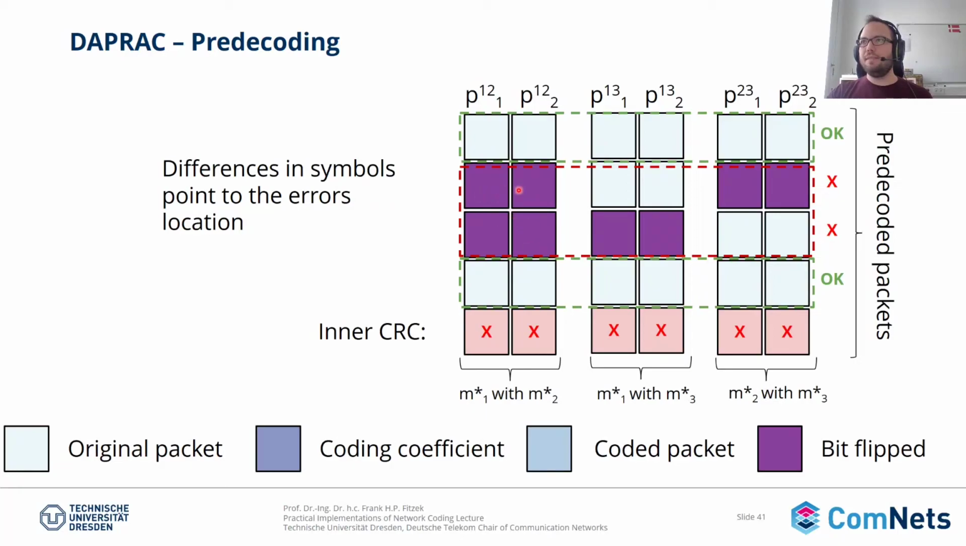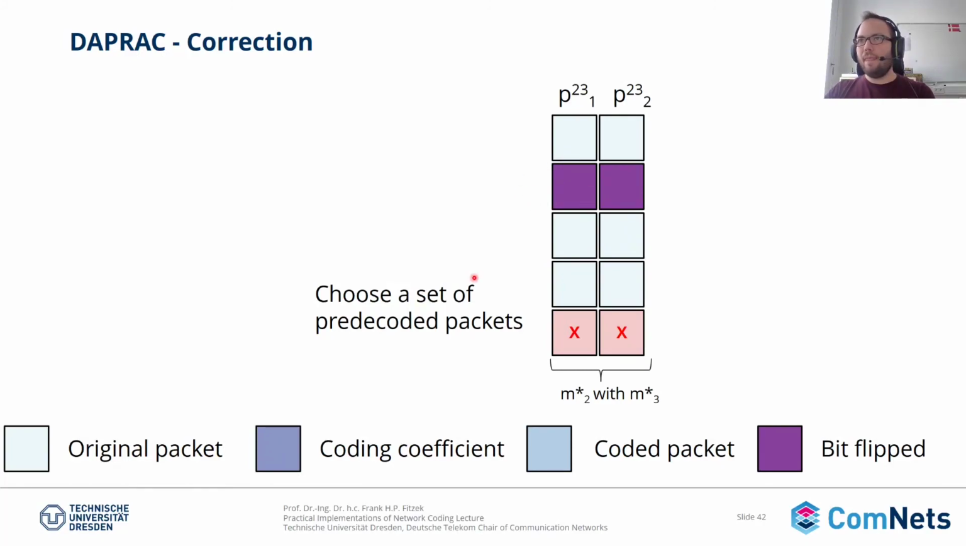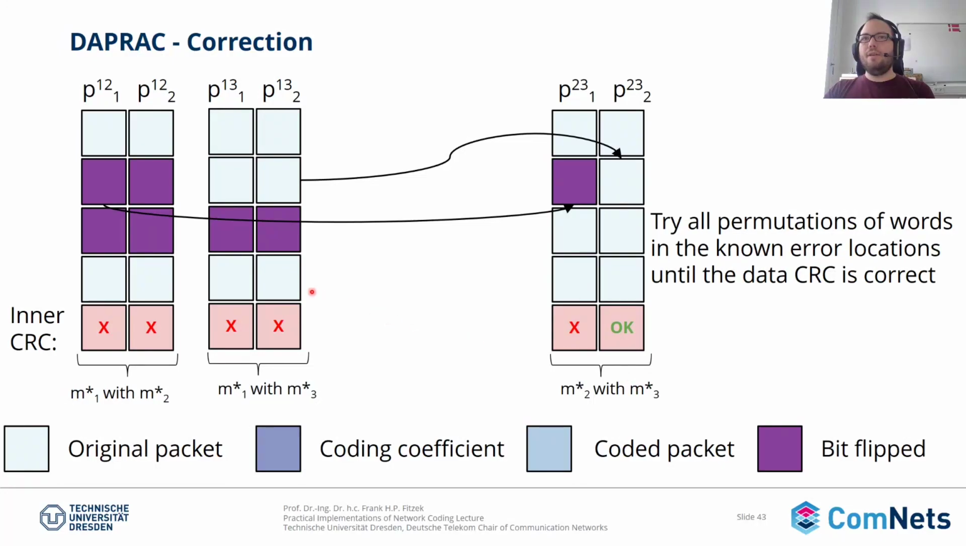But because we have data already decoded, so this is like all decoded data, to do the brute forcing of the different symbols, it's a different process. So what we do is that we choose a set of pre-decoded packets, any of those two. Let's see in this case those decoded with M2 star and M3 star. And we will try all permutations of these symbols in the known error locations until the data CRC is correct.